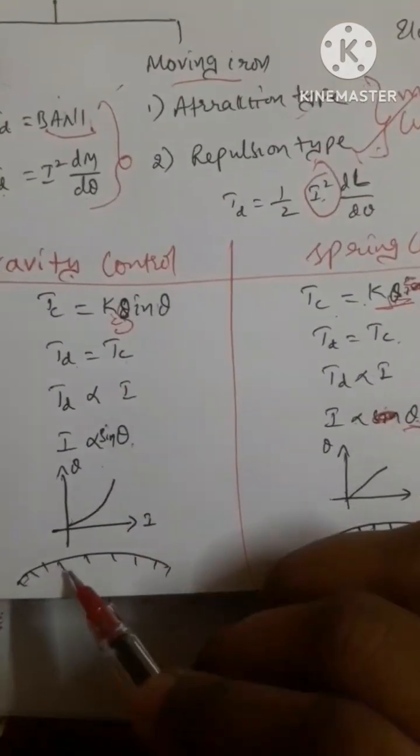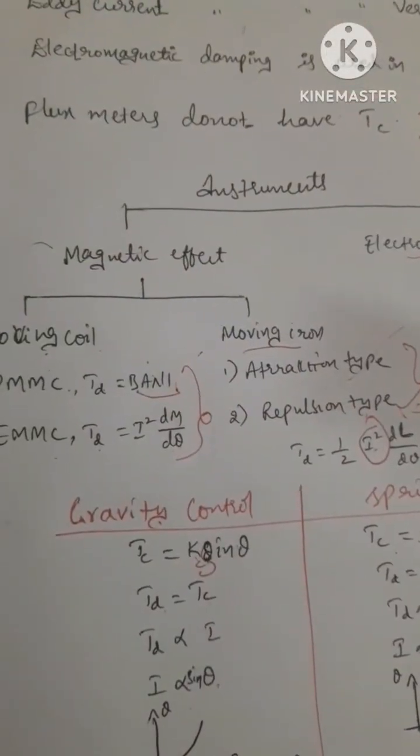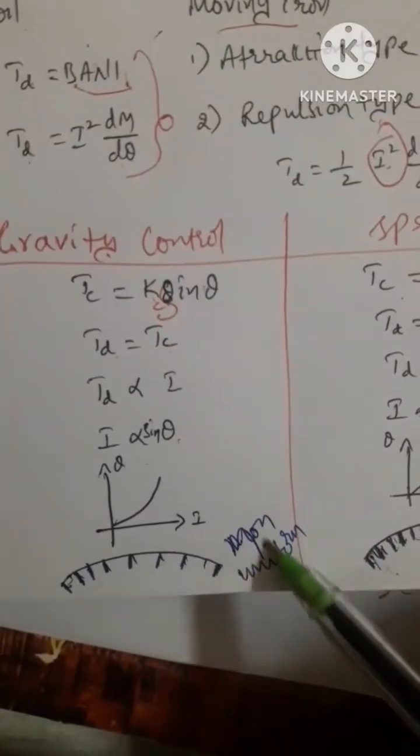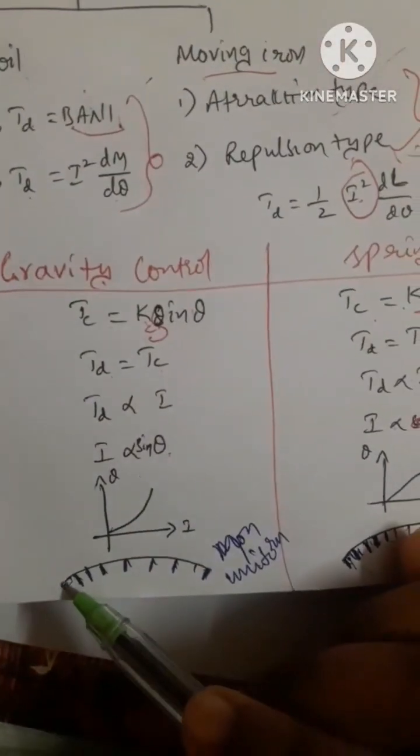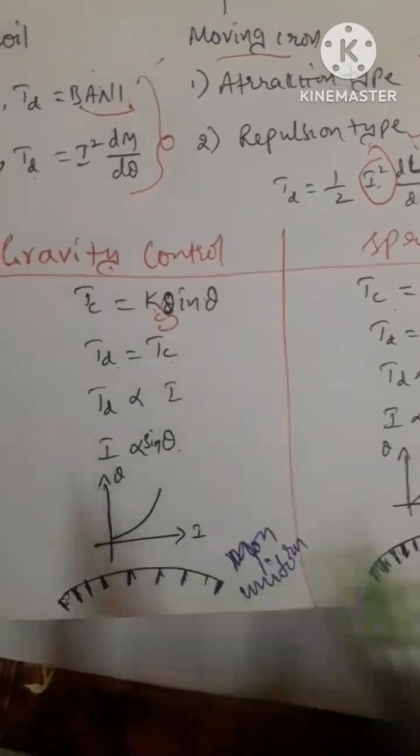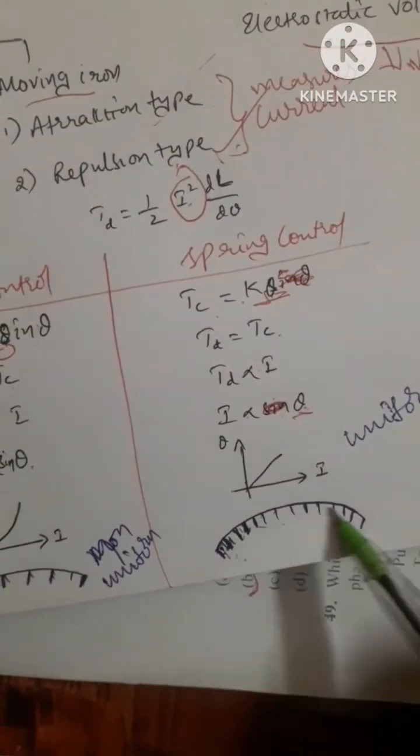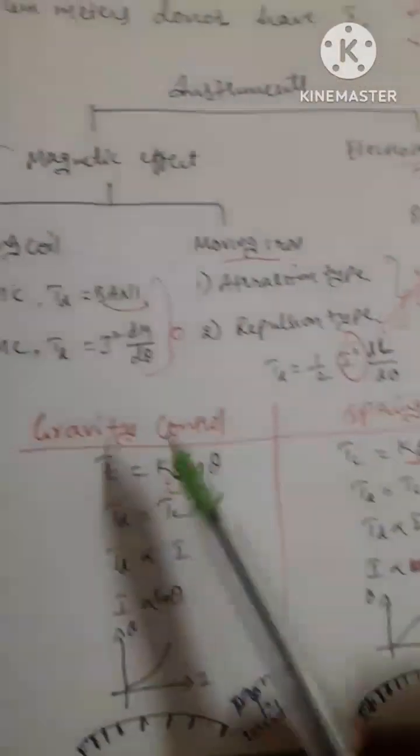So gravity control scale is non-uniform, and spring control scale is uniform. Non-uniform means the lines are not evenly spaced on the scale. In spring control, the lines are evenly spaced, so we have a uniform scale. So this is about measuring instruments.